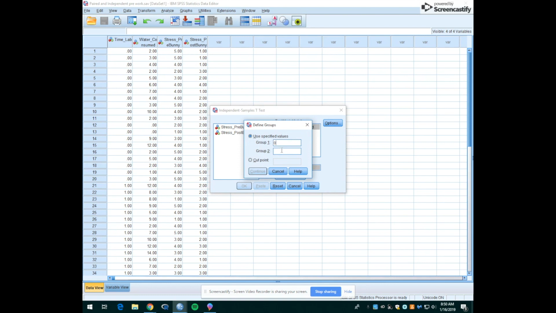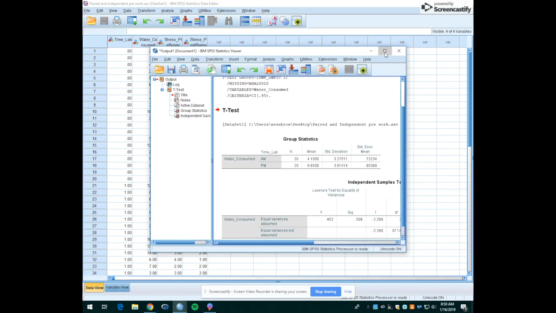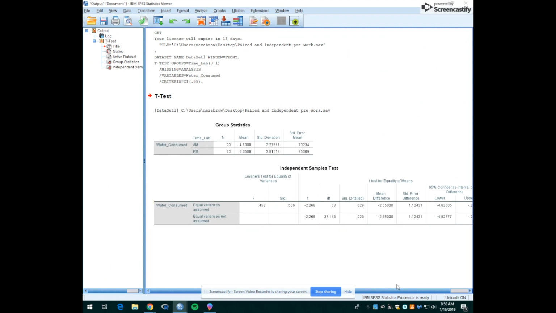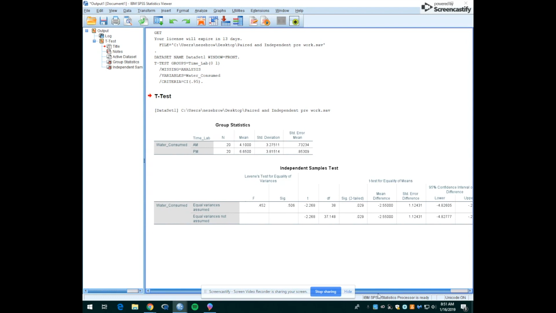Okay, so for group 1, we'll put a 0. For group 2, we'll put a 1 and hit continue. Now we can go ahead and click OK. And you'll see that this is the output that we get. And this is a very long table for the independent samples test, as you can see.